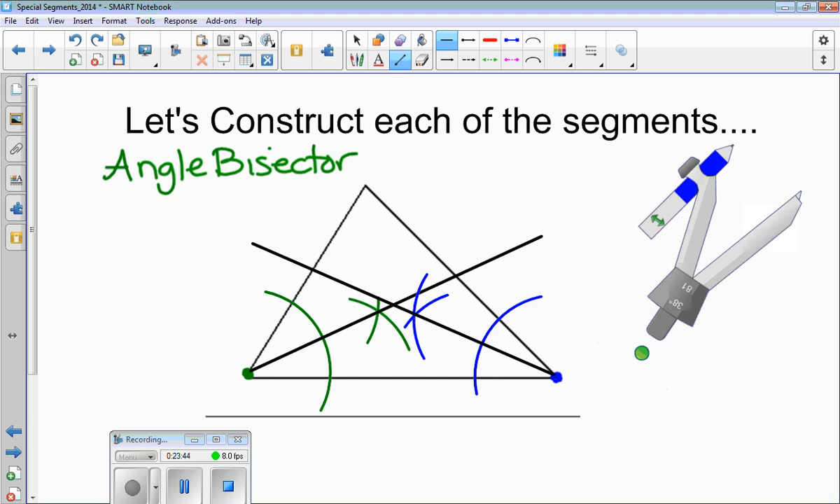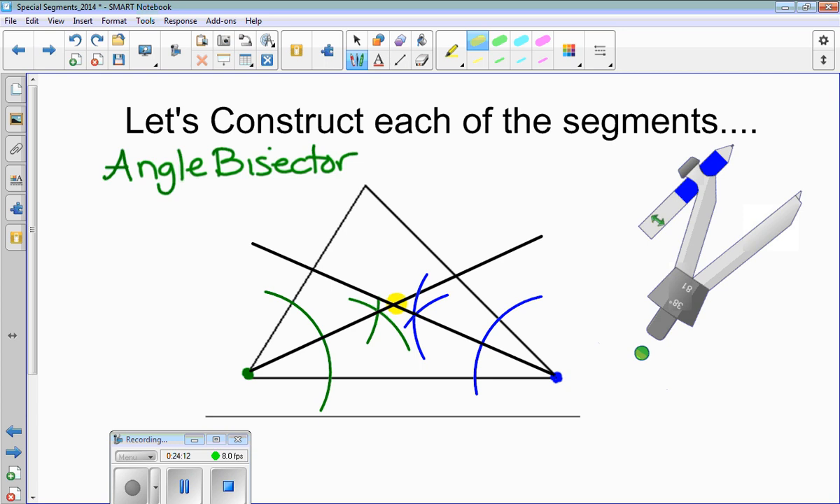So you should see this on your paper. I want you to extend both angle bisectors so they do intersect, just like I have here. Okay? They intersect, the two angle bisectors. And if you have a highlighter or a pen in a different color, I want us to highlight or emphasize the point at which they intersect.